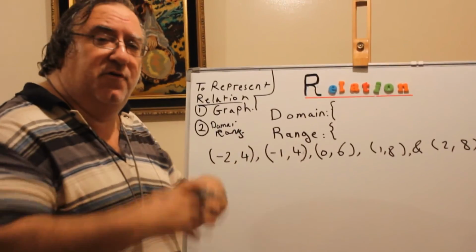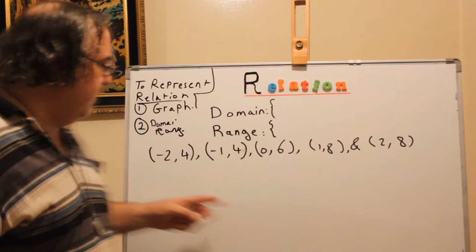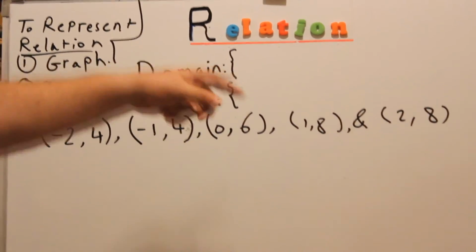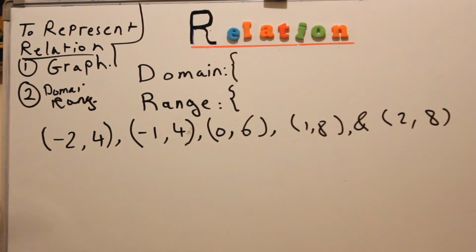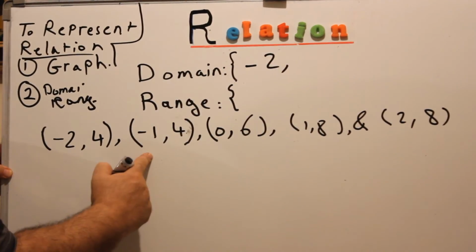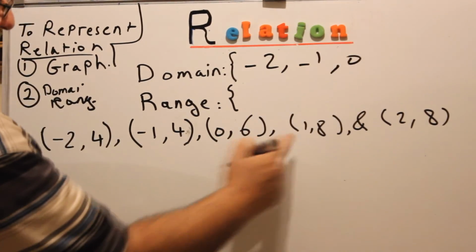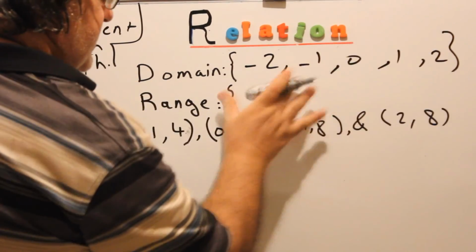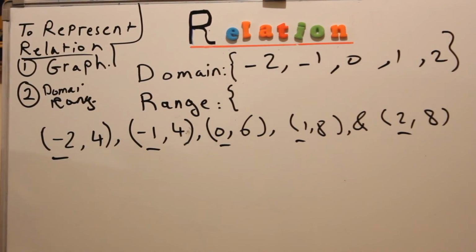Domain is a set of numbers. Where can we get it from? If you look at the ordered pairs, we take the first numbers of the pairs, which are the x values. So what is the domain? It is the set of the first numbers of the ordered pairs. So what is the first number here? It is -2, so the domain includes -2. What's next? -1. What's next? 0. What's next? 1. What's next? 2. So these are the set of the first numbers of the ordered pairs given.